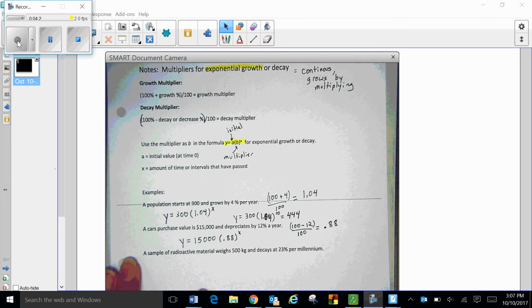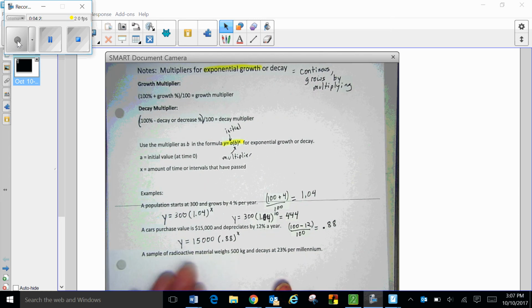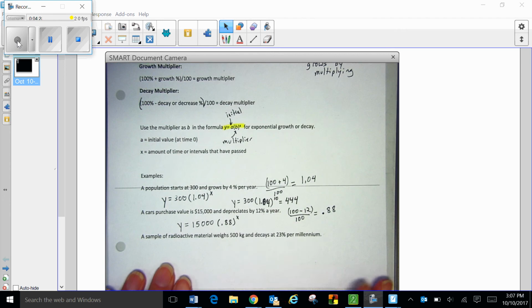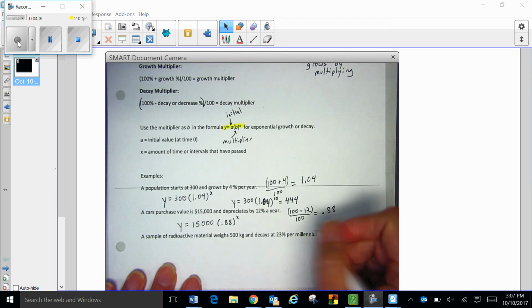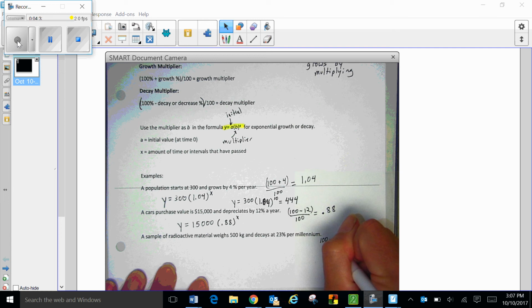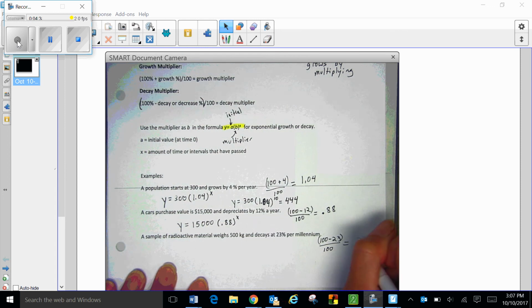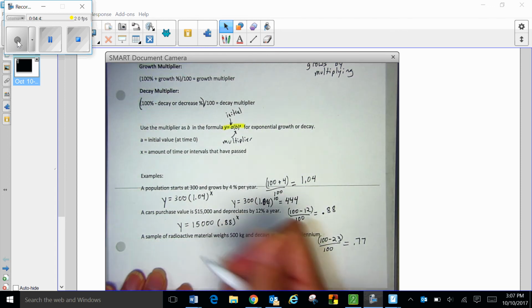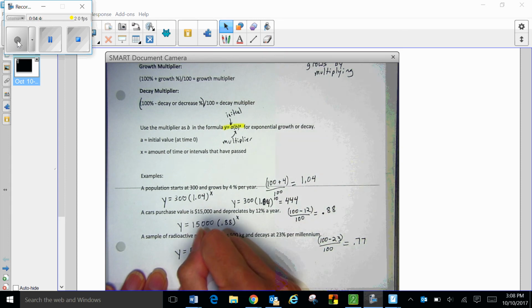Less than 1 means it is getting smaller when we multiply by something less than 1, just like multiplying by fractions. All right, and then a sample radioactive material, 500 decaying at 23. So if it decays, that's still going to be 100 minus 23, all over 100 again to change it to a decimal. That gives me 0.77. My multiplier then is 0.77, and if I wrote it, 500 times 0.77 to the power x.